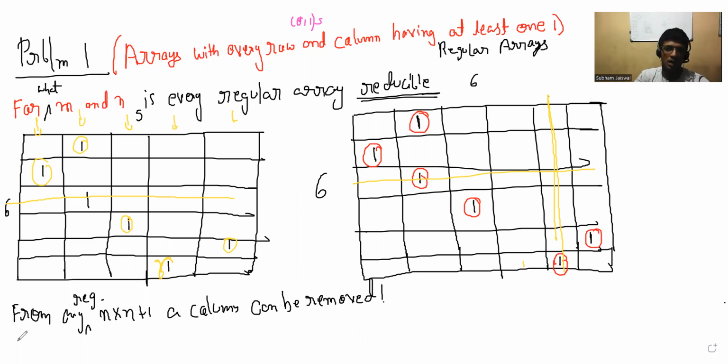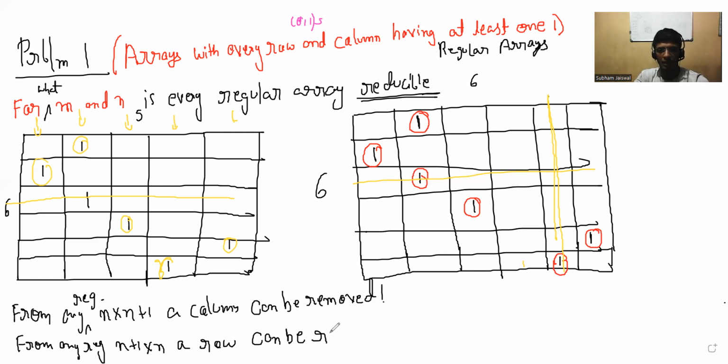And as we have just seen, if you have an extra row from any regular matrix, I've described the process, it's very elementary, very clean, very simple, a row can be removed.